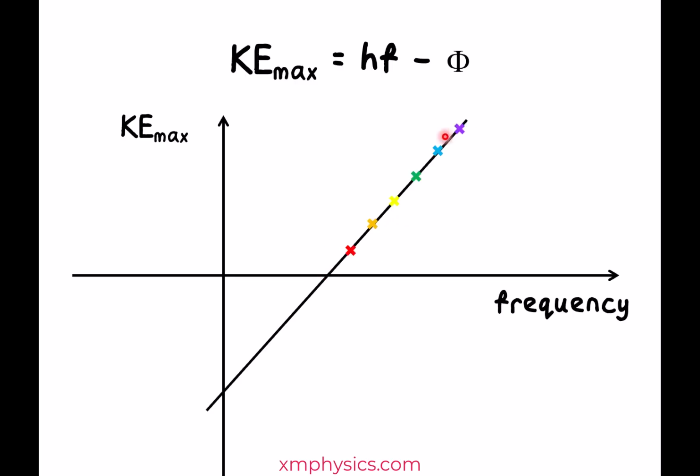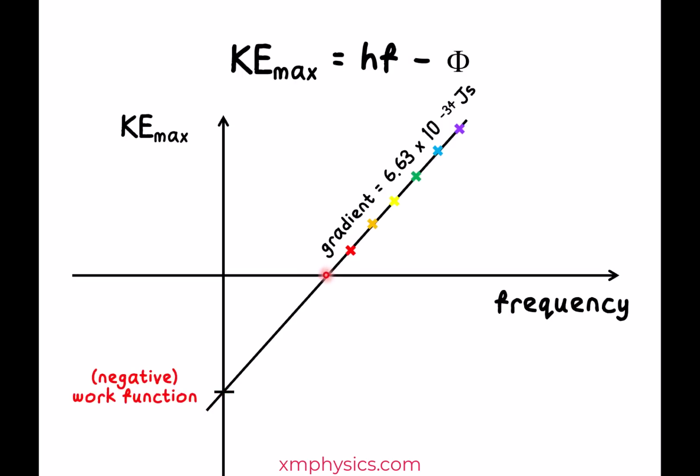What do you think the gradient of this straight line graph should be? You are plotting y equals mx plus c, right? So the gradient of this straight line graph should be the Planck's constant, 6.63 times 10 to the power of negative 34 joule seconds. Now what do you think is the meaning of the y-intercept? This is the y-intercept, right? That corresponds to the negative of the work function.